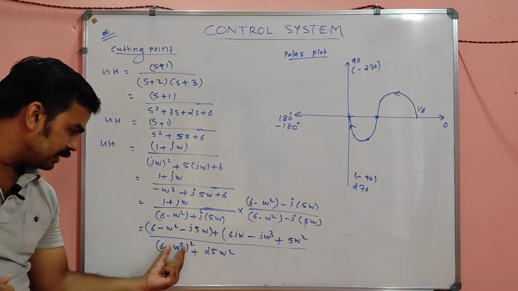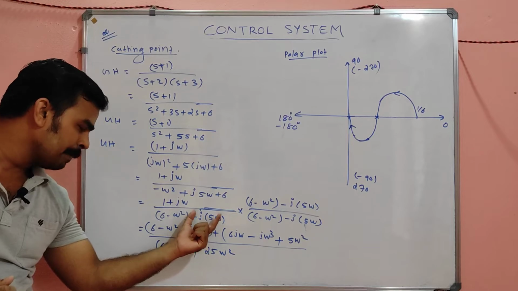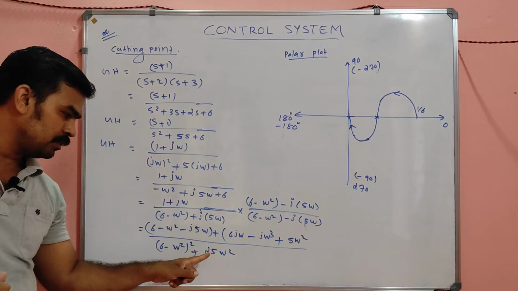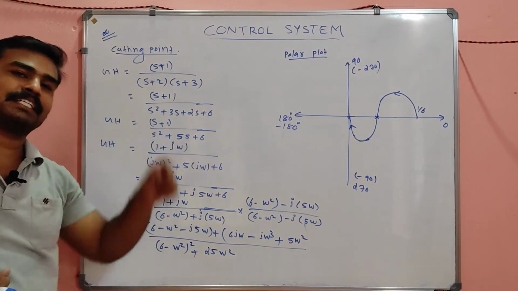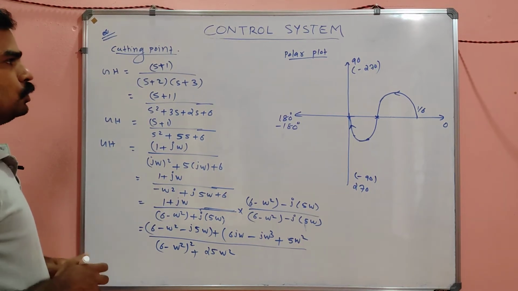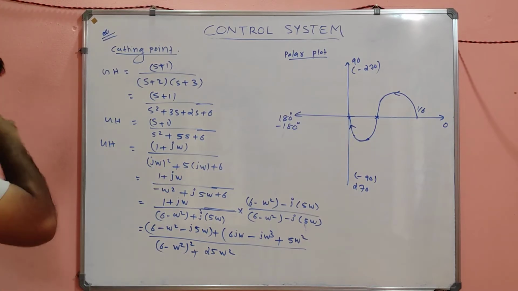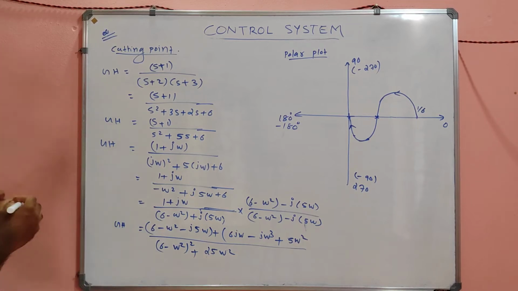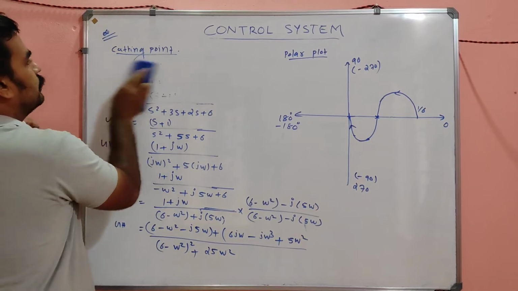So a square is 6 minus omega square the whole square, minus b square means minus j into 5 omega the whole square. So j square is minus 1, so minus and minus gets plus, and 5 omega the whole square becomes 25 omega square. Is it clear? Up to now, is it okay? So finally, GH will be equal to 6 minus omega square minus 6 minus j into 5 omega plus 6 j omega minus j omega cube plus 5 omega square, correct?